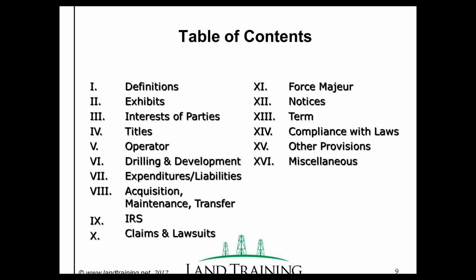And then 10 is claims and lawsuits. So if during the course of drilling or at any point on the joint operating agreement we get sued or the operator gets sued, it says how we're going to handle that lawsuit. Basically it gives the operator the right to settle a lawsuit if it's less than a certain amount. Again, let's just use $10,000 as an example. If settling the lawsuit will cost $10,000 or less, the operator has the authority to settle it. Otherwise, it's got to go up for a vote of the other working interest owners.